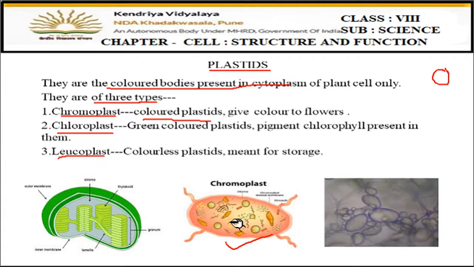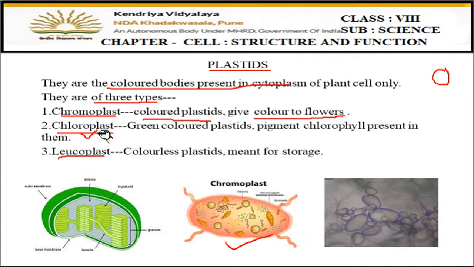So in chromoplasts, different colored pigments can be stored which give color to the flowers and different colors to the vegetables also, like red chili. Now red chili is not red because of chlorophyll, because chlorophyll is green. When the green chili turns red, that means chloroplast has changed into chromoplast. Then the green color pigment changes to some other color pigment. So chromoplasts store the colored pigments and they give color to the flowers.